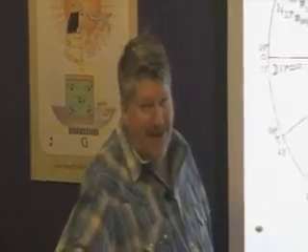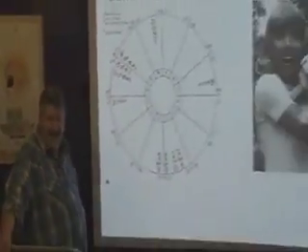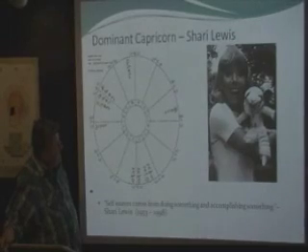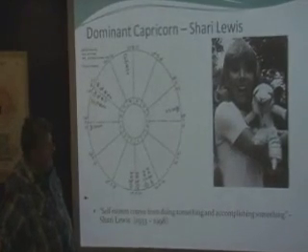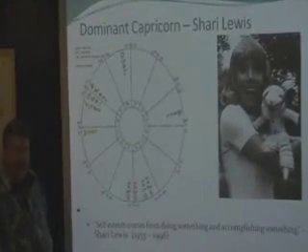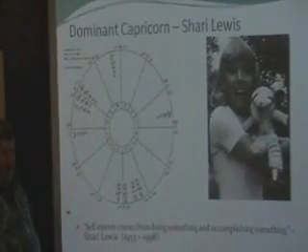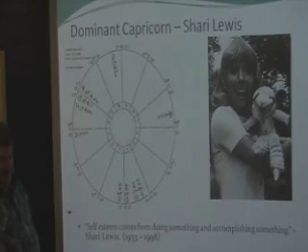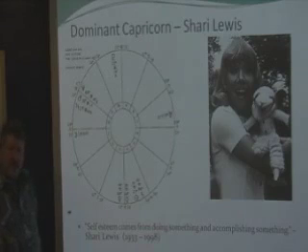Who remembers Shari Lewis and Lamb Chop? Oh, yeah. All right. These are all really dated characters for you, Reuben, but most of us grew up knowing you. Okay. You might know Lamb Chop, but not Shari Lewis. All right. Interesting. Self-esteem comes from doing something and accomplishing something. That's a Capricorn for you.